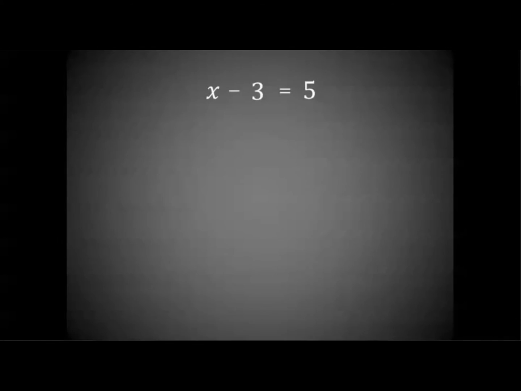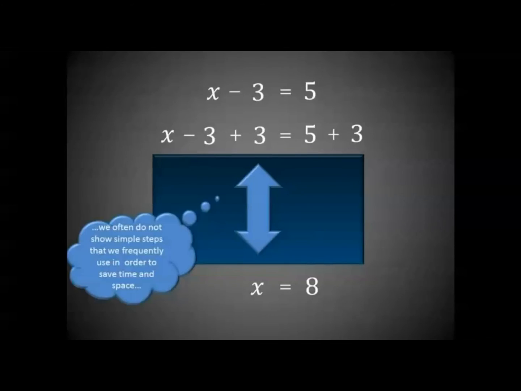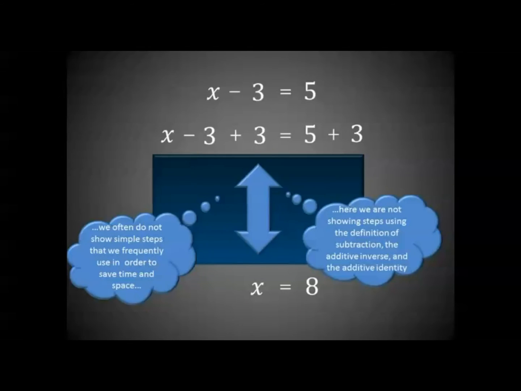In the last example, we showed in great detail how we solve the equation x minus 3 equals 5. We normally do not show or explain as much detail in the solution of our equations. We have actually skipped a number of steps using our rules to justify how we got to this point. But we often do not show simple steps that we frequently use in order to save time and space. And in this case, we are not showing the steps using the definition of subtraction, the additive inverse, and the additive identity.